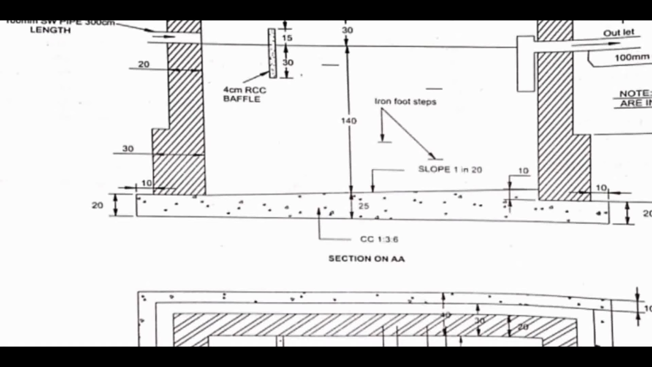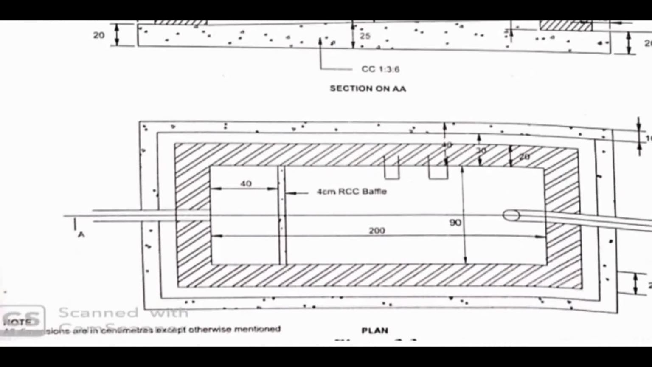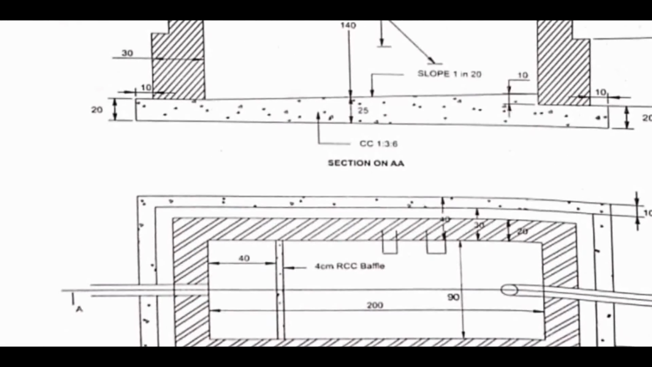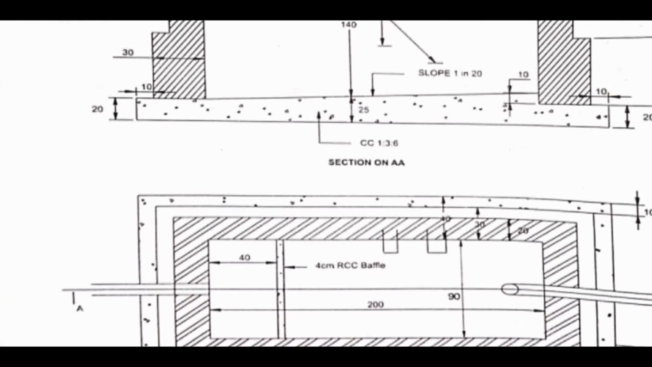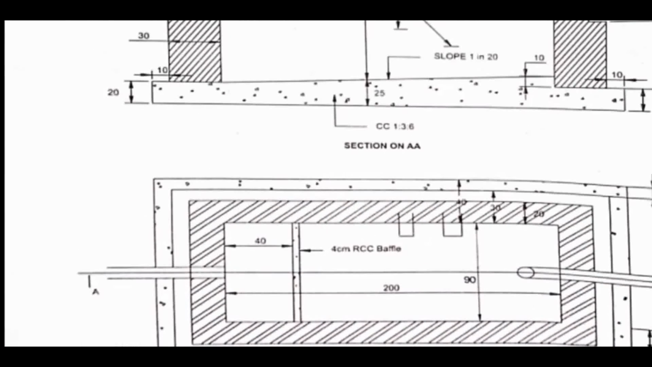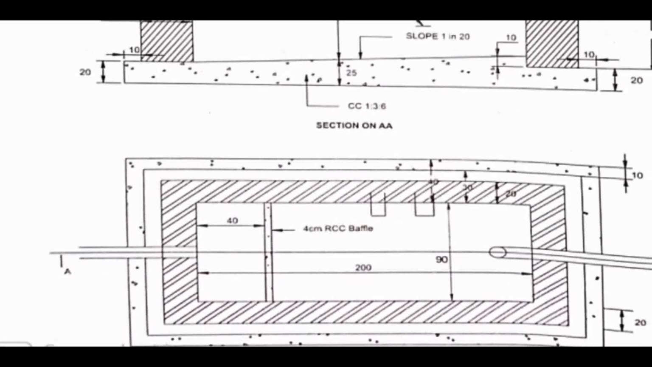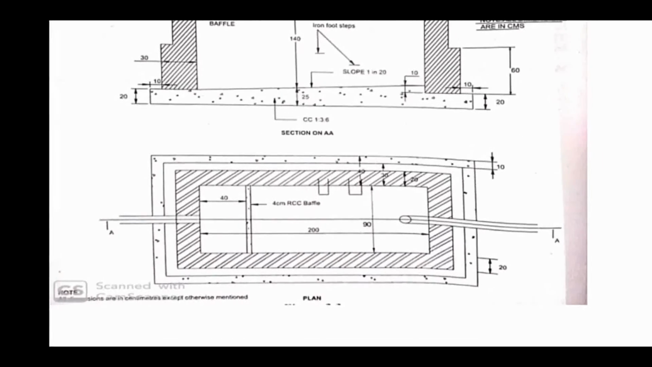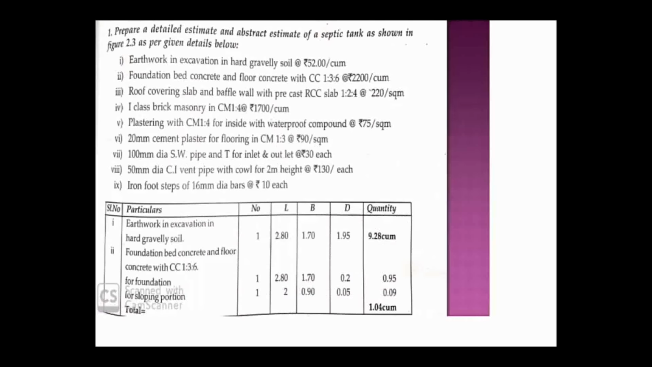And what is the width, that is, the length and breadth we have to consider? Here you can see that it is inside to inside. You can see the slope portion only, inside to inside. So here, inside to inside, 200 is the length, 90 is the breadth. Like this you have to consider. So the same thing you have to write here in the table.